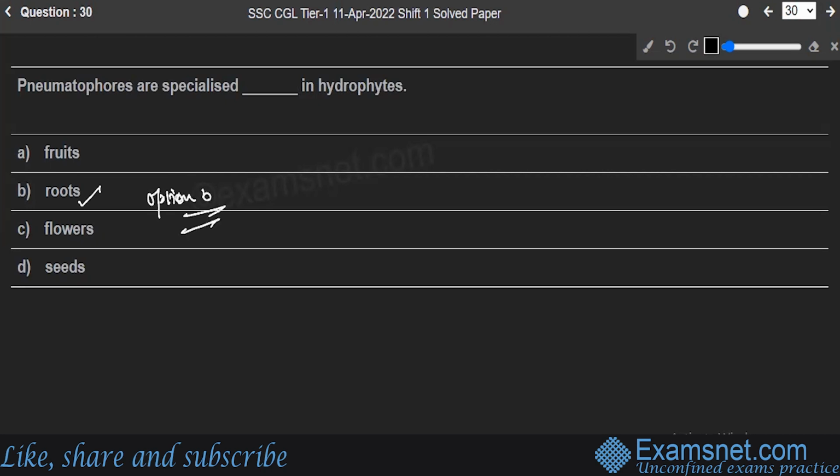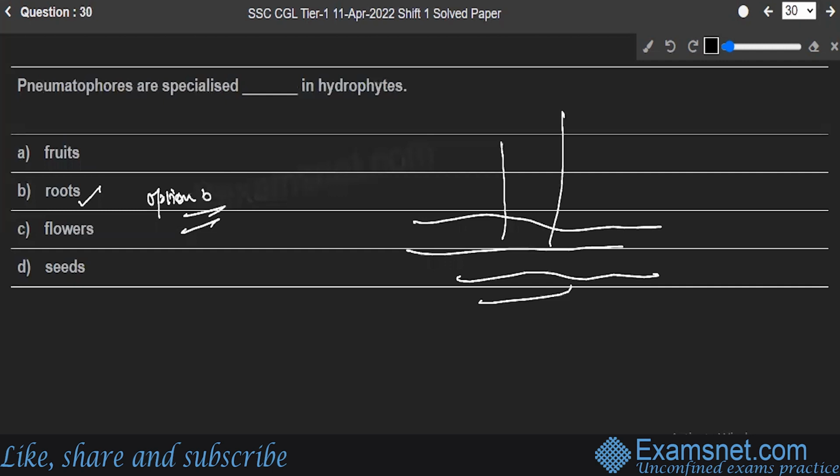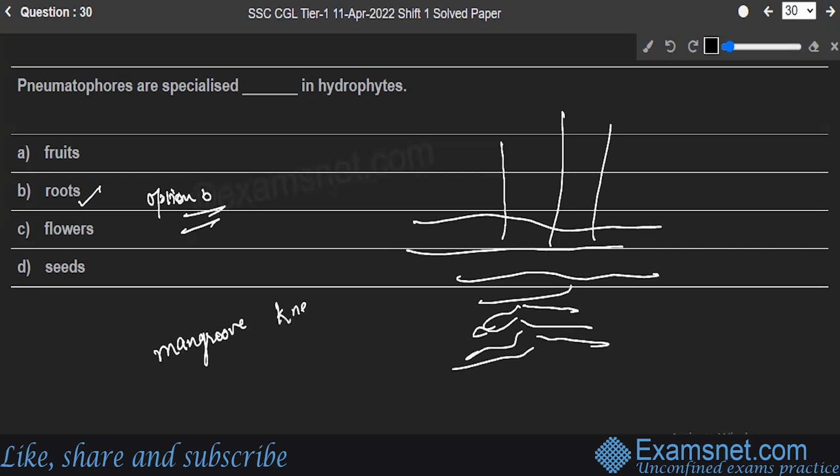See, pneumatophores are specialized roots that sprout vertically out of water or mud to reach the air. They just go like this into the air. Like, this is the water level, right? And they just move up into the air to get the oxygen needed by the roots, needed for the root system of the marshy or tidal trees. They include mangrove knees. It is also known as air root. So the correct answer is roots, option B. Hope you are clear with this.